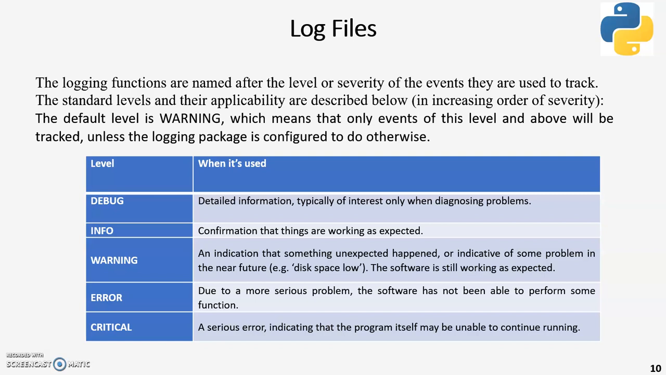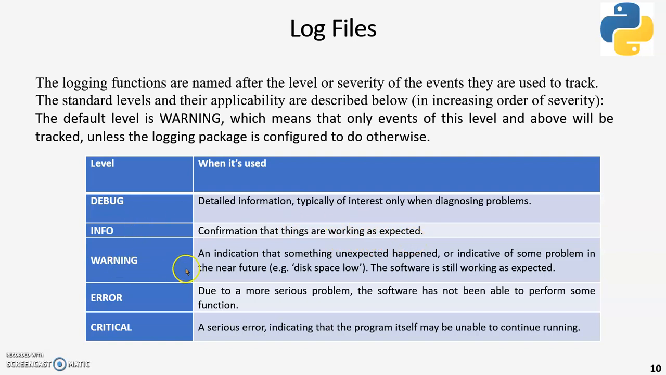The default level is warning, which means that only events of this level and above will be tracked, unless the logging package is configured to do otherwise. So let's see when each is used. For the debug level, it is detailed information, typically of interest only when diagnosing problems. Info is confirmation that things are working as expected.